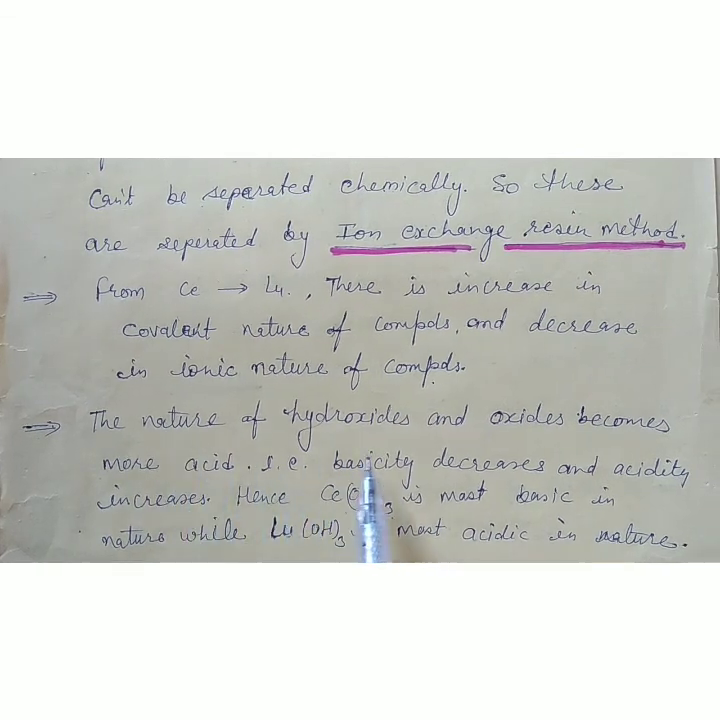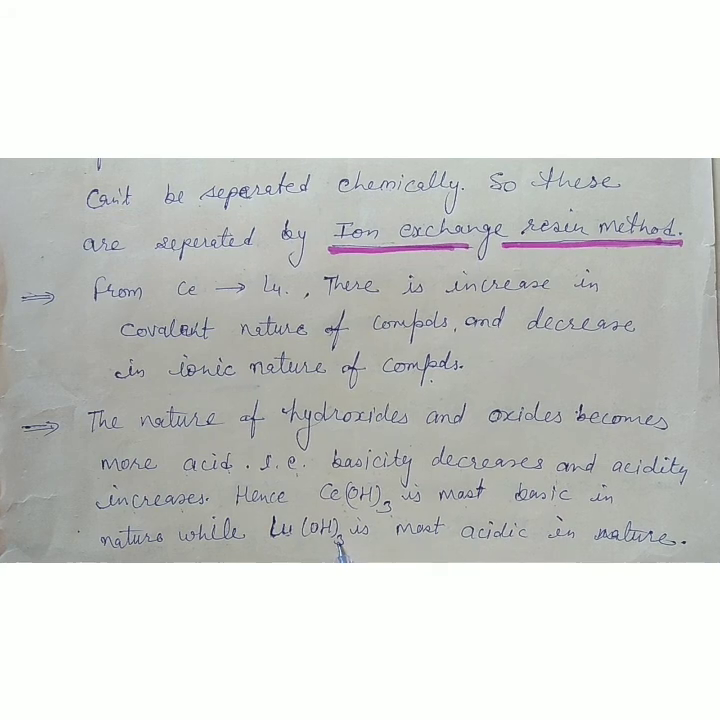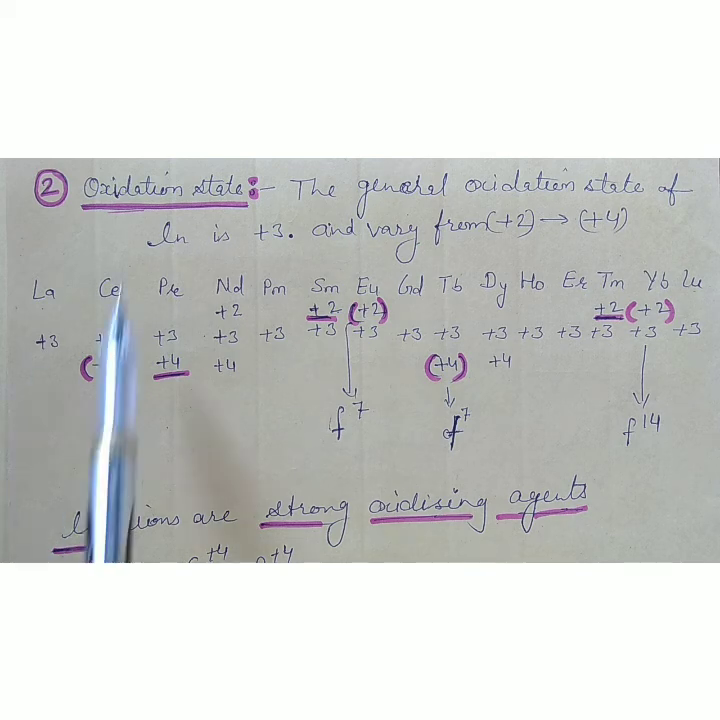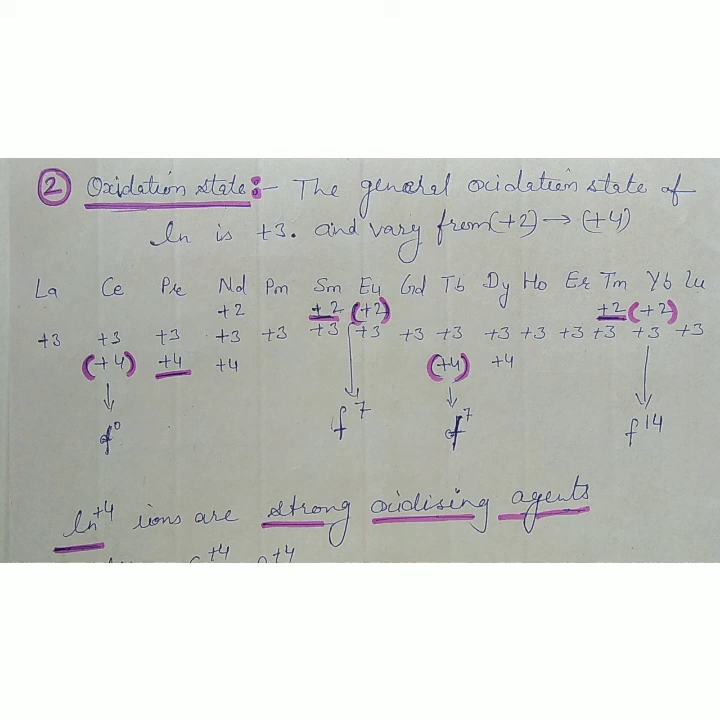The nature of hydroxides and oxides becomes more acidic, that is, basicity decreases and acidity increases. Hence cerium hydroxide is most basic in nature, while lutetium hydroxide is most acidic in nature. Clear? Now we will discuss the other property of lanthanides, that is oxidation state.